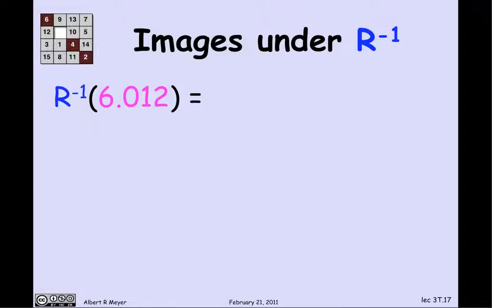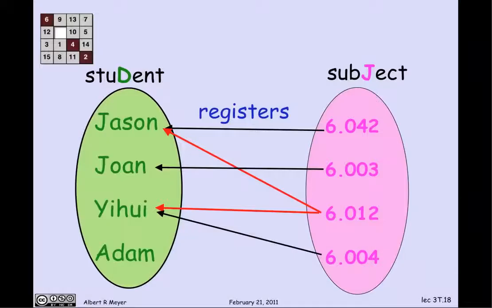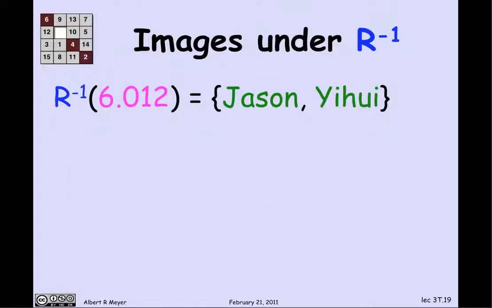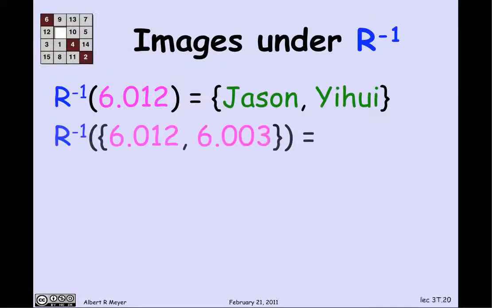So let's look at R inverse of 6012. What that's going to mean is all the students that are taking 6012. So we start off at 6012 and we go back to all the students that are registered for it. It's Jason and Yihui again. And so R inverse of 6012 is Jason and Yihui.